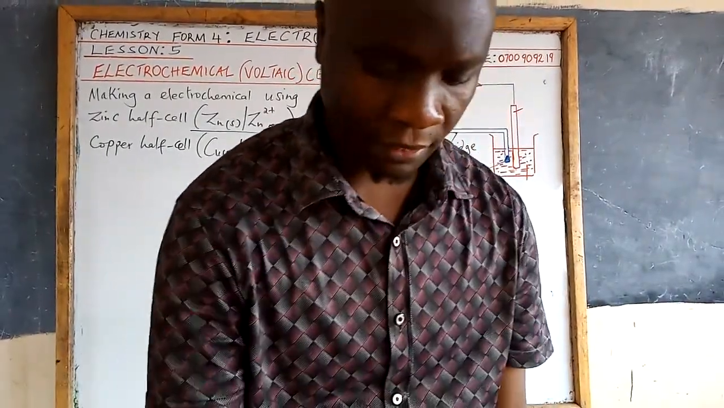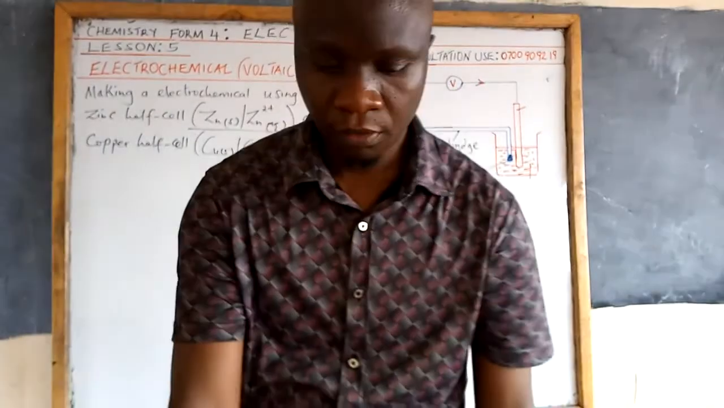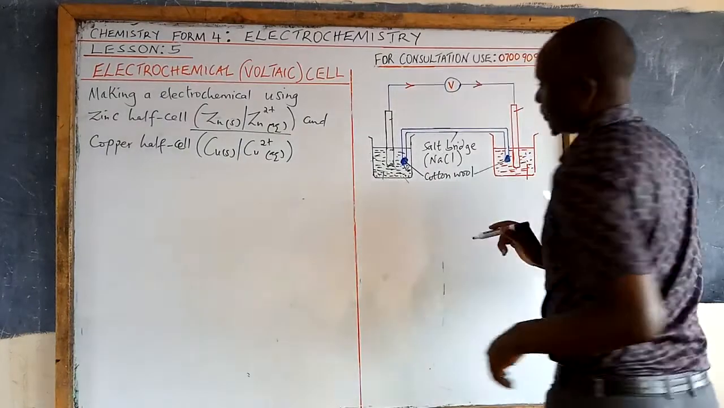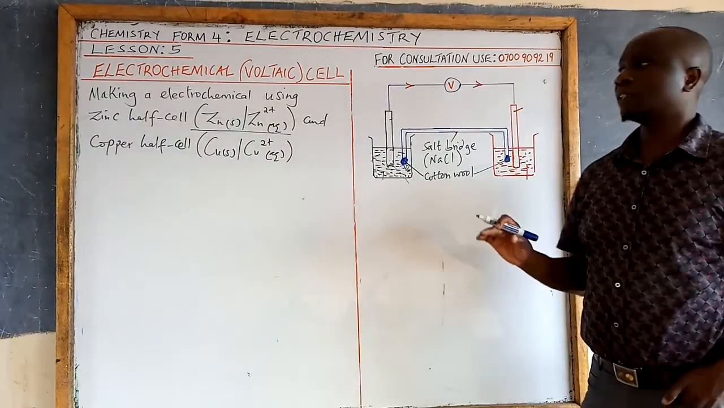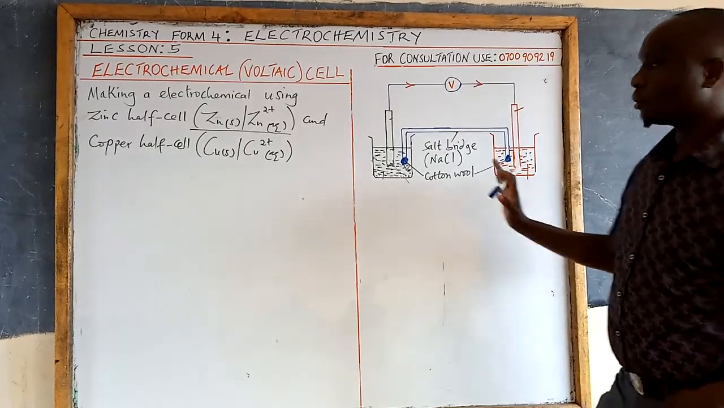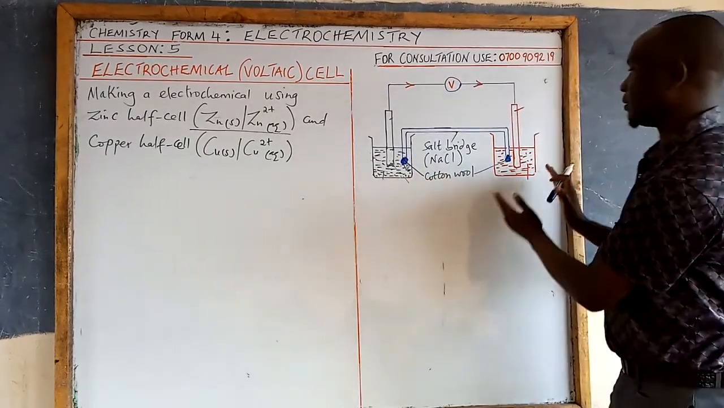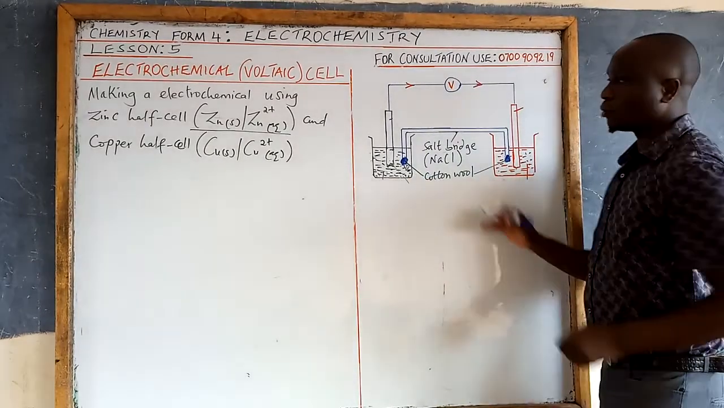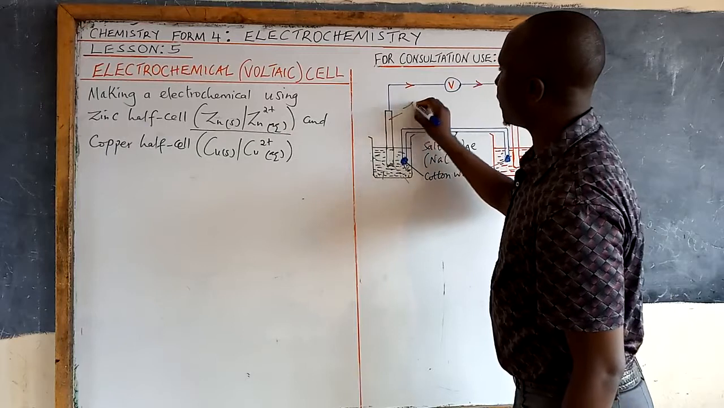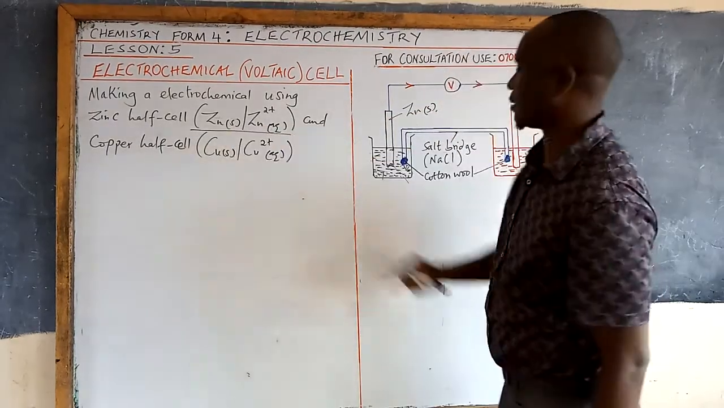Now let's look at the theoretical aspect of that. Theoretically, this is how you will set up the cell. As I said, always start with the more reactive followed by the less reactive. So on our left, this should be the zinc half cell, and this should be the copper half cell. So you have to label it, don't assume. So this will be the zinc solid. On the half cell, this is that part, the zinc solid.